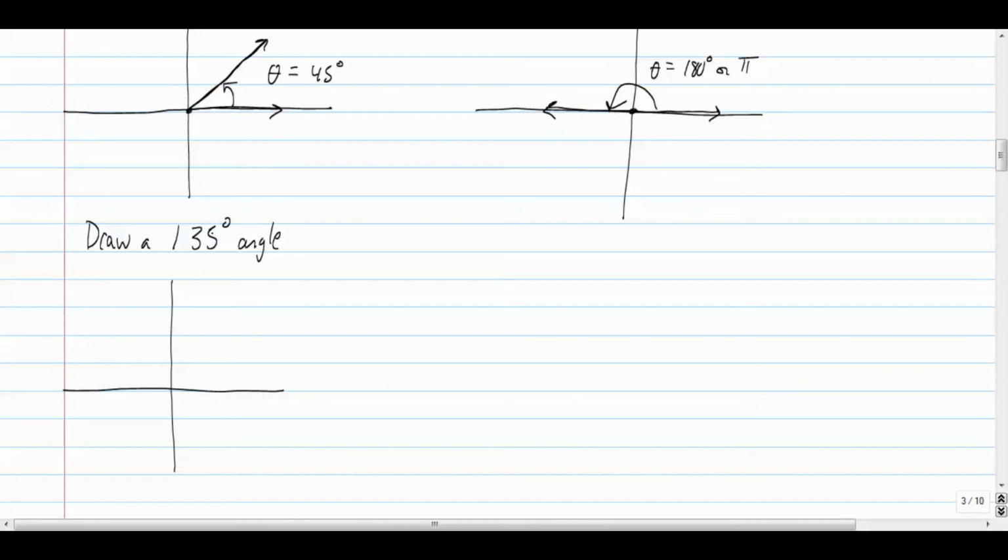okay, how can I relate 135 degrees to what I know? If I have an initial side here on the positive x-axis, if I go to the positive y-axis, that's 90 degrees. And then how much further do I have to go past 90? You say 135 degrees minus 90 degrees, you'd have 45 degrees. And we know 45 degrees is halfway. So we just go halfway between the positive y-axis and the negative x-axis. Draw your terminal side. So that is an angle measure of 135 degrees.